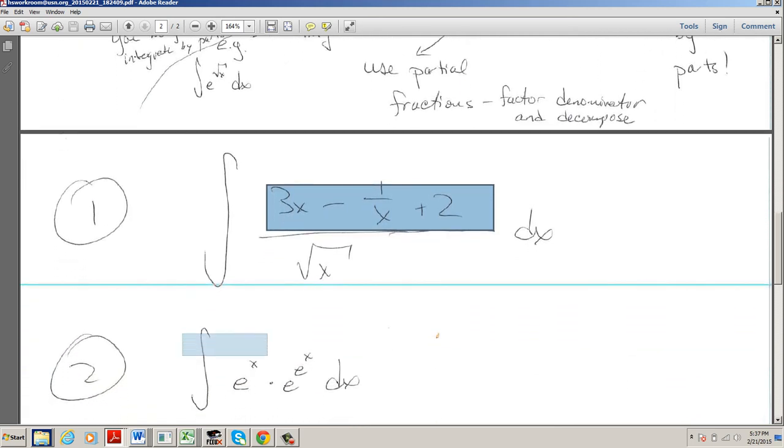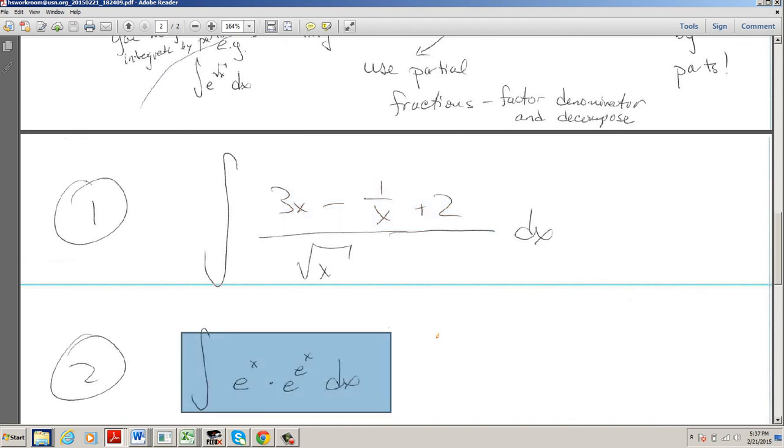Question 2, how would you do this integral? Pause and think. The integrand has a composite function. If I make the substitution w equals e to the x, its derivative is another part of the integrand. So this integral will be done by substitution.